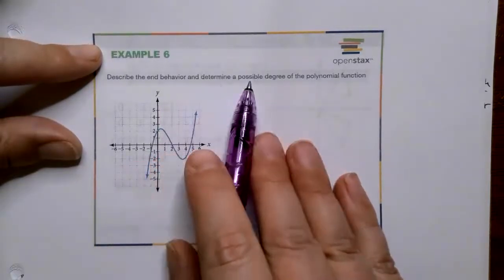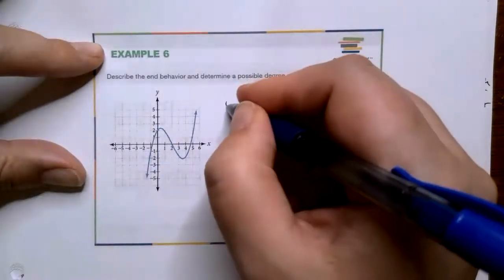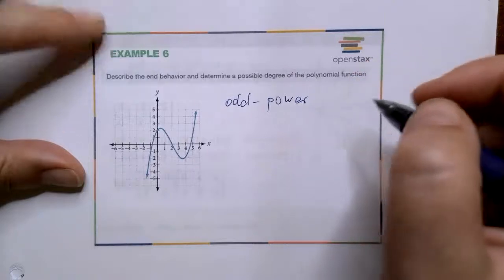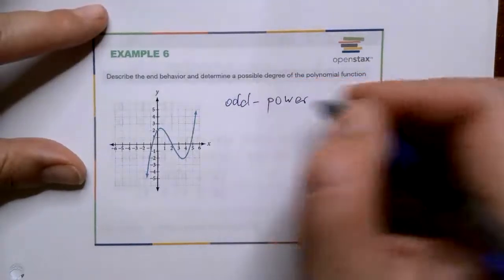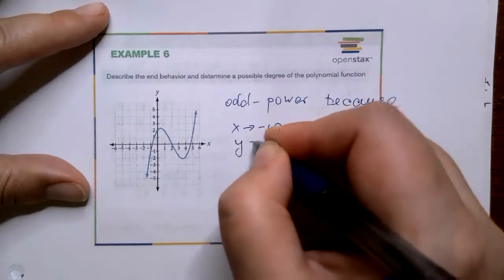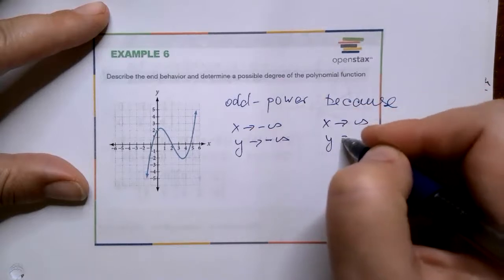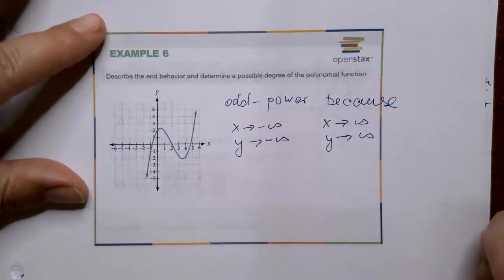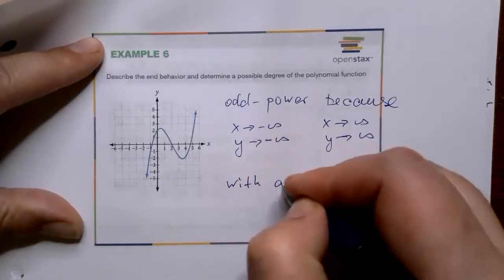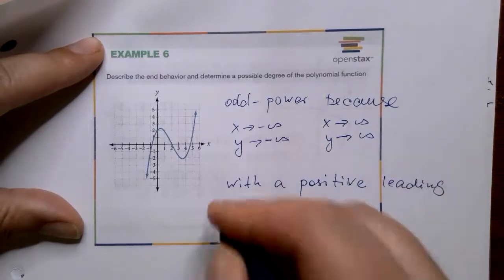All right. So now, describe the end behavior and determine a possible degree of the polynomial function. So first of all, we see that it follows the pattern of the odd power function, right? Odd powered function. And so the end behavior: as x approaches negative infinity, y approaches negative infinity, and as x approaches positive infinity, y approaches positive infinity as well. So this is the pattern for the odd power function with a positive leading coefficient.